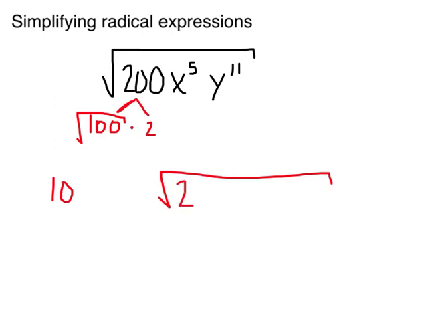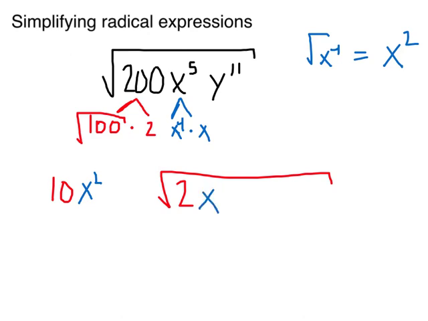Right now, if we look at the x, even powers have perfect square roots. So look for one less than the x to the 5th, which would be x to the 4th, times x. Well, the square root of x to the 4th, really you just divide that power by 2, so it would be x squared. So the square root of x to the 4th is x squared. The remaining x has to stay inside.